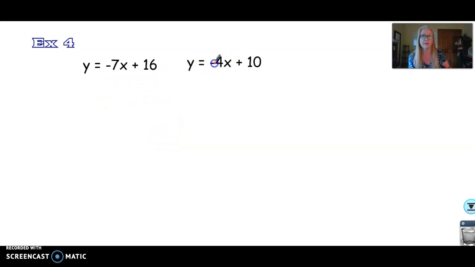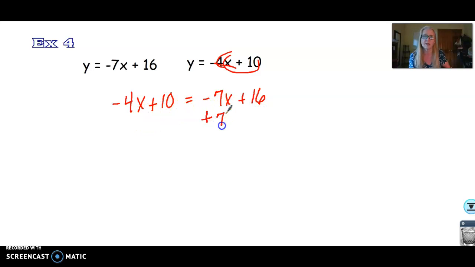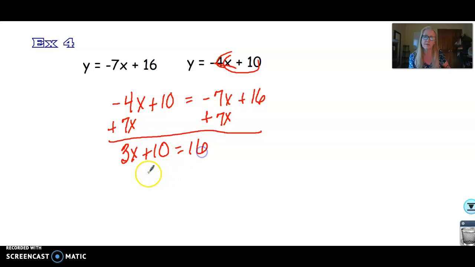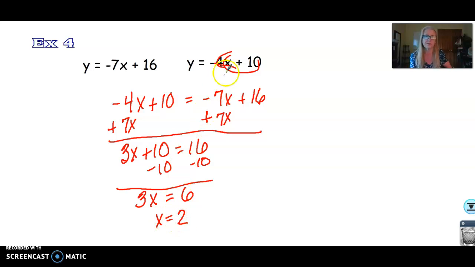Example 4. I'm going to take this part here and I'm going to substitute it in for y. So I'll have -4x plus 10 equals -7x plus 16. Get rid of the smaller variable, which is -7. So I do that by adding 7 to both sides, 7x. That'll give me a positive 3x over here, plus 10 equals 16. Subtract 10 from both sides, and I get 3x equals 6.